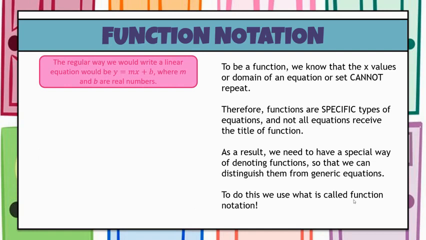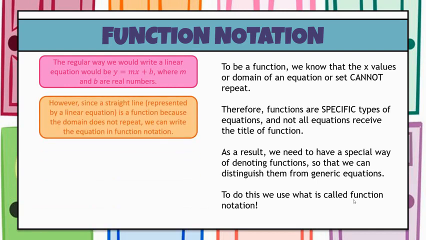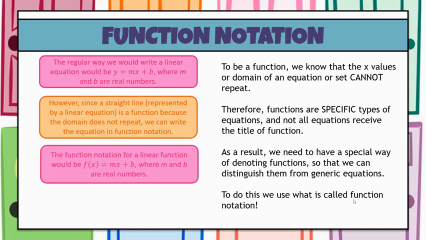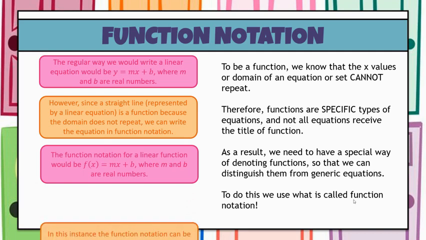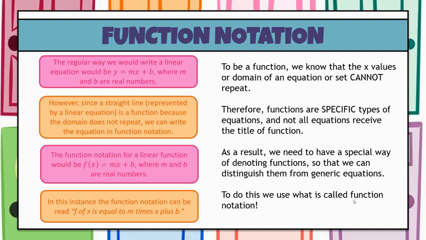The regular way we would write a linear equation is y equals mx plus b, where m is the slope and b is the y-intercept, and they're real numbers. Since a straight line, which represents a linear equation, is a function, meaning that the x values or the domain does not repeat, we can write it using function notation. Function notation for a linear function is f parentheses x is equal to mx plus b, where m and b are still real numbers. And that f parentheses x can be read as f of x is equal to m times x plus b. So f of x, this thing right here, is your function notation.